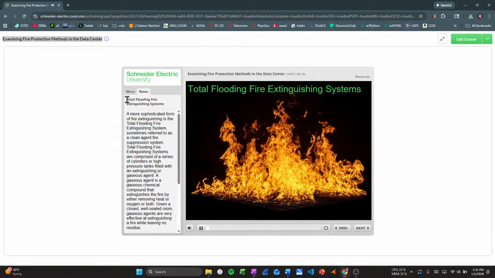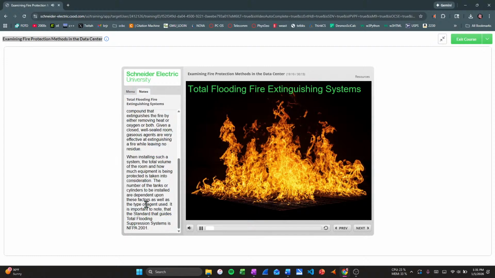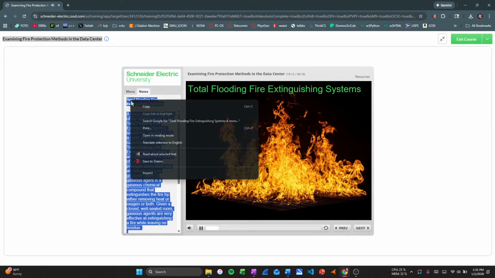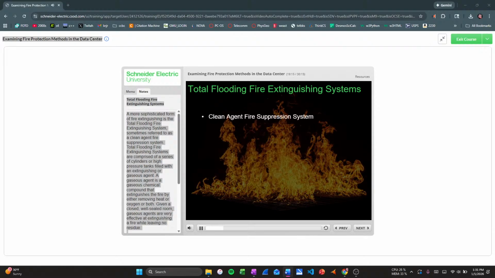A more sophisticated form of fire extinguishing is the total flooding fire extinguishing system, sometimes referred to as a clean agent fire suppression system. Total flooding fire extinguishing systems are comprised of a series of cylinders or high-pressure tanks filled with an extinguishing or gaseous agent. A gaseous agent is a gaseous chemical compound that extinguishes the fire by either removing heat or oxygen or both. Given a closed, well-sealed room, gaseous agents are very effective at extinguishing a fire while leaving no residue.